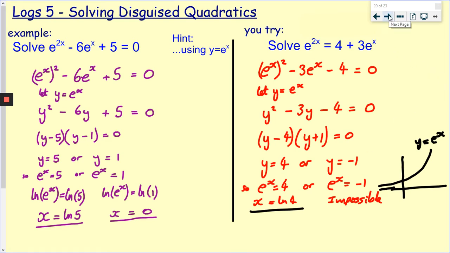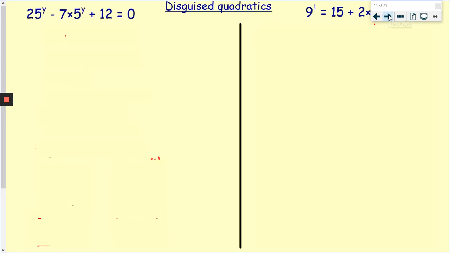So there's one more level that we could complicate this a little further. Let's have a look at these. So now you'll notice instead of e, we've got a number, but that's fine. e is just a number. It's just an irrational number. But here we're going to use an integer.